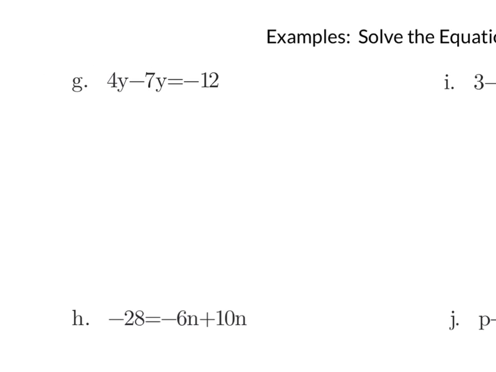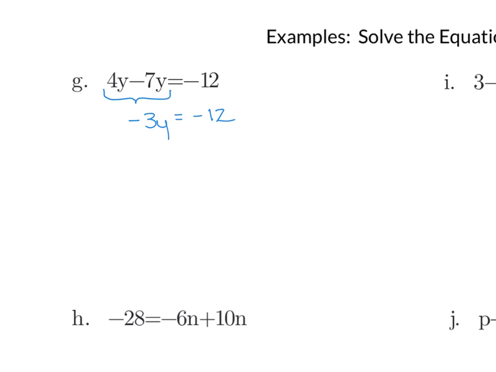We have 4y minus 7y equals negative 12. So the first thing we're going to do in this set is simplify each side of the equation. For example G, the first thing I want to do is combine my 4y and my minus 7y. 4y and negative 7y combine to give me negative 3y. The right side of the equation stays the same.